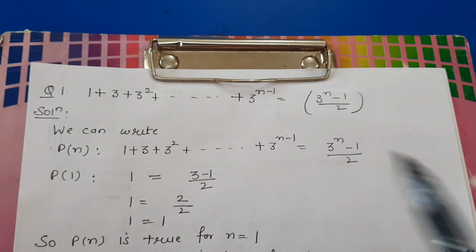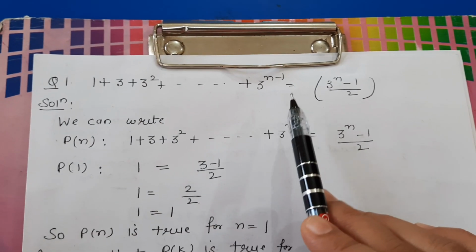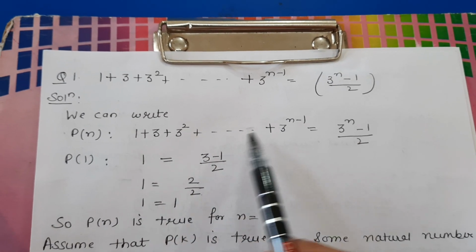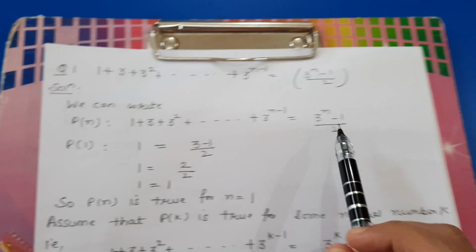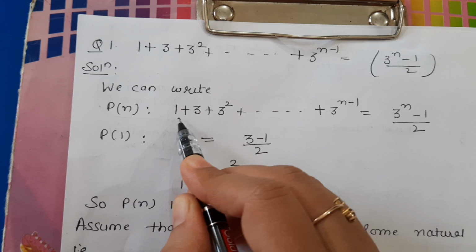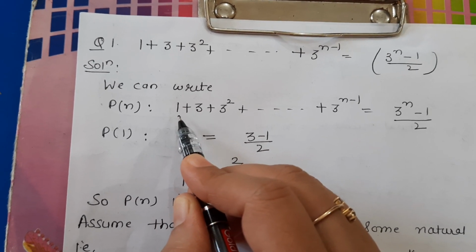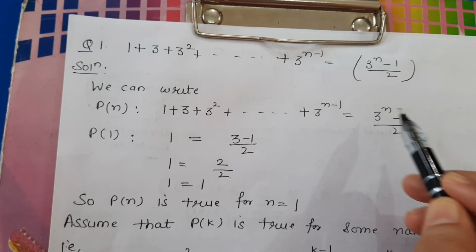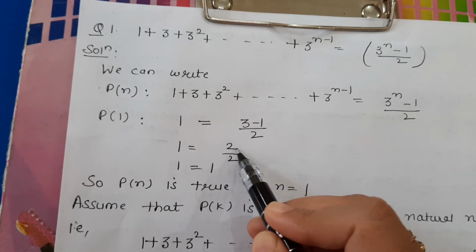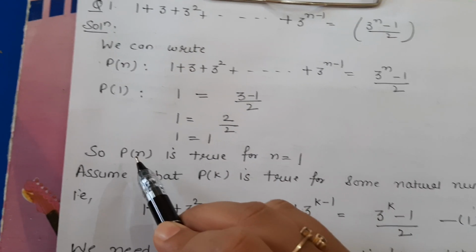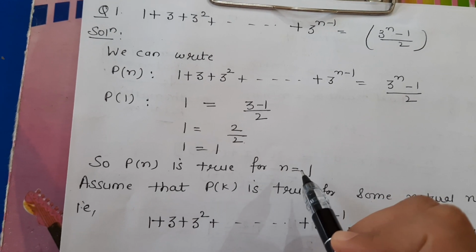Next question is question number 1. Using the principle of mathematical induction, show that this result is true. Now in the same way, we can write our statement as the principal statement. Right? First step, for n equals to 1, that means your P1. On the left hand side, we are going to take the first term, that is 1. On the right hand side, put n equals to 1. So this is 3 raised to the power 1 minus 1 divided by 2. So 2 by 2, that means left hand side and right hand side both are equal to 1. So your Pn is true for n equals to 1.